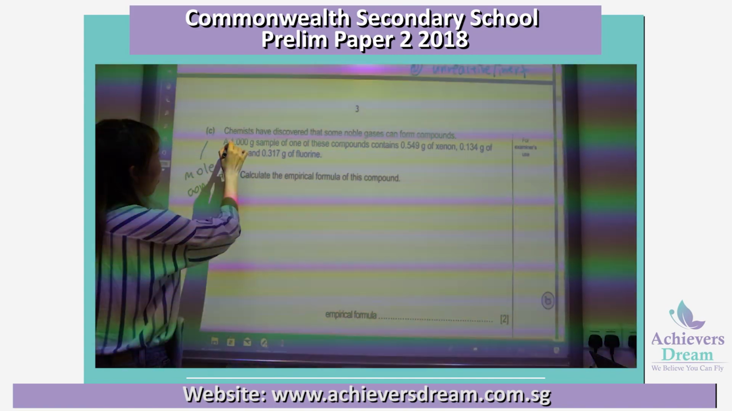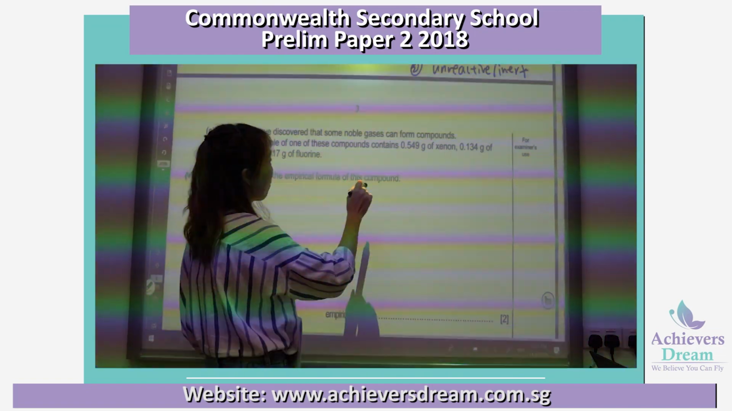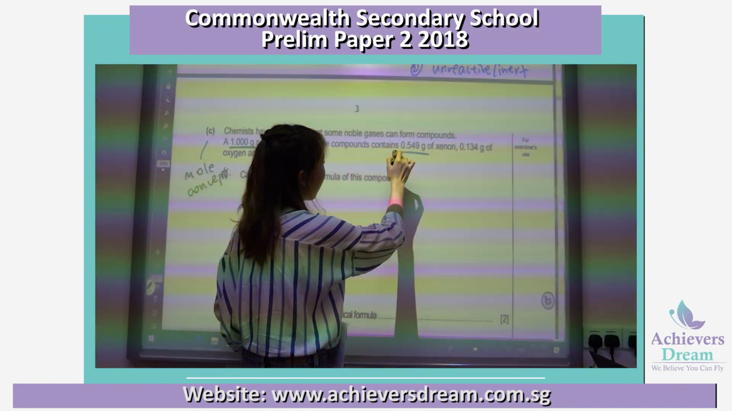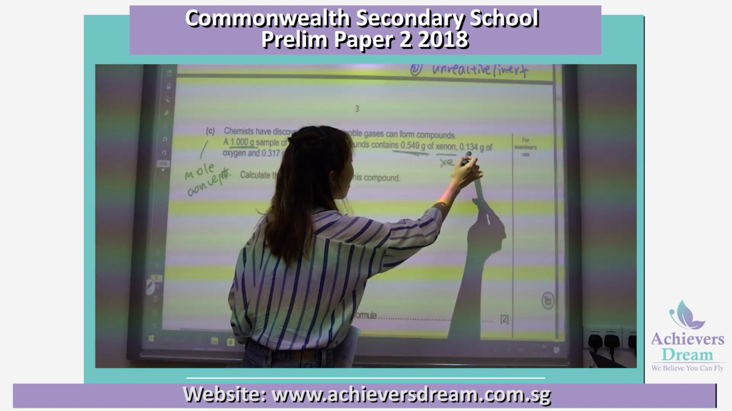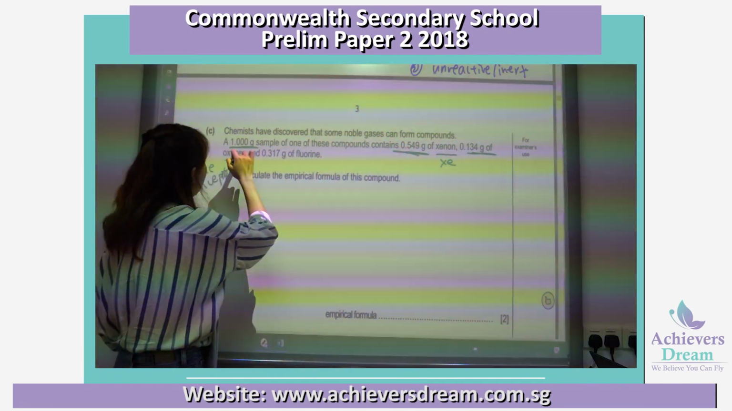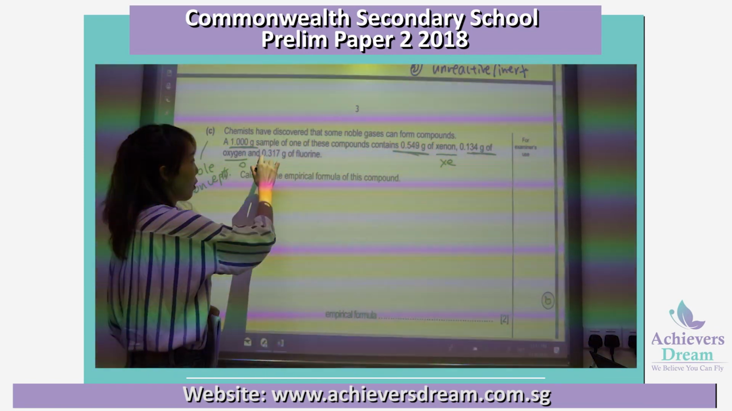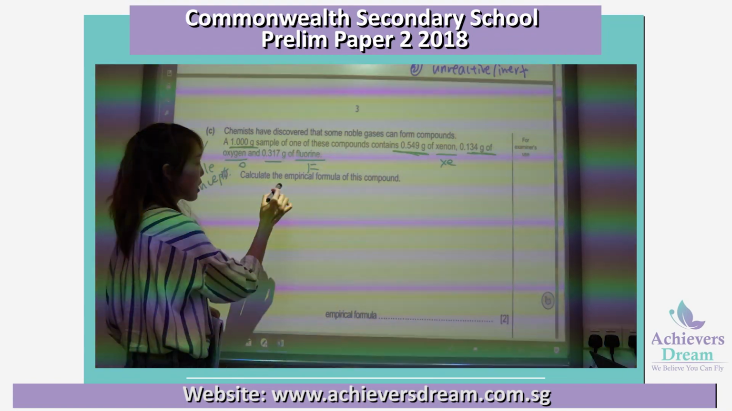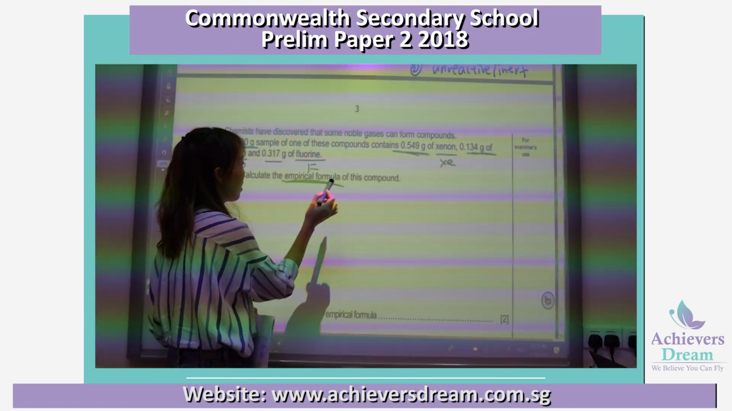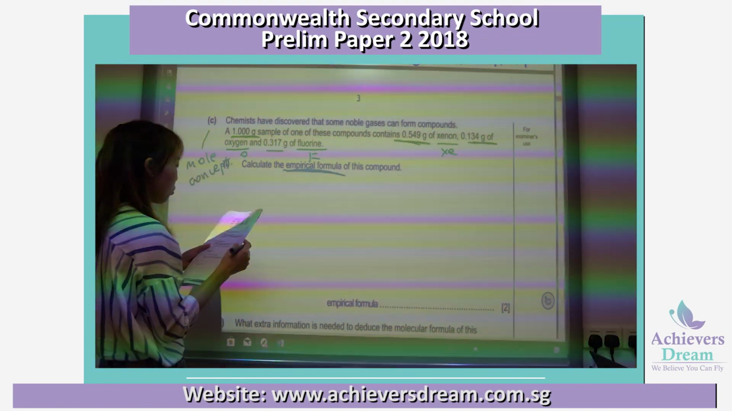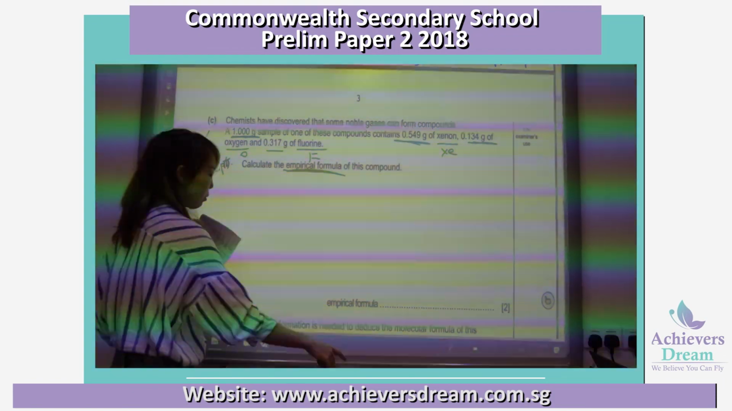Okay, so it says that a 1 gram sample of one of these compounds contains 0.549 gram of xenon, 0.134 gram of oxygen, and also 0.317 gram of fluorine. Correct? So they ask you to calculate the empirical formula of this compound. So what we do is we create a table.